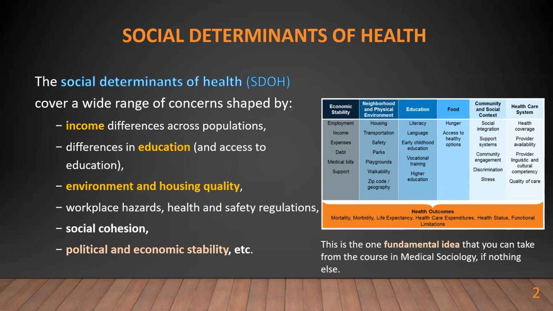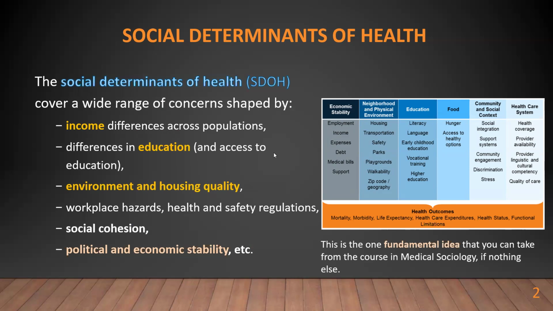And yes, you can see here a table. You have here economic stability, neighborhood and physical environment, education, food, community and social context, healthcare system. This is one way to express this.